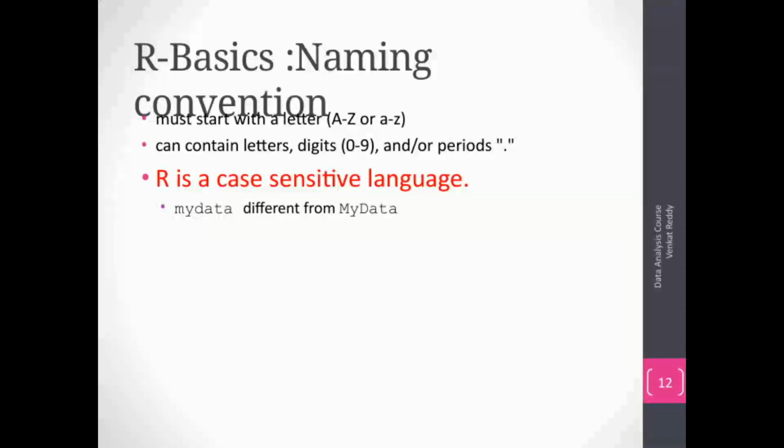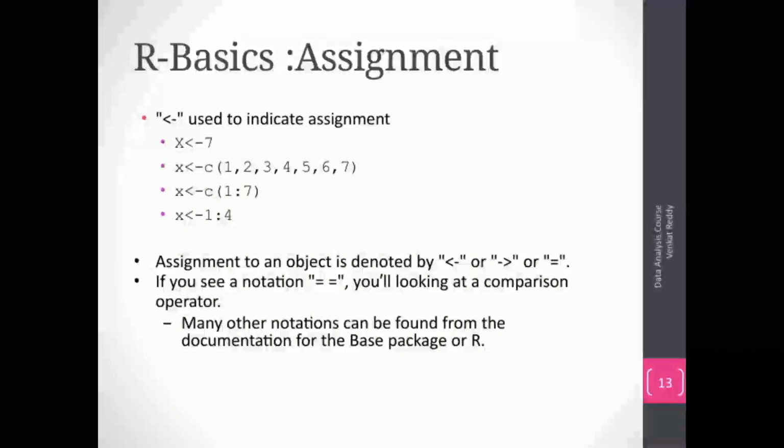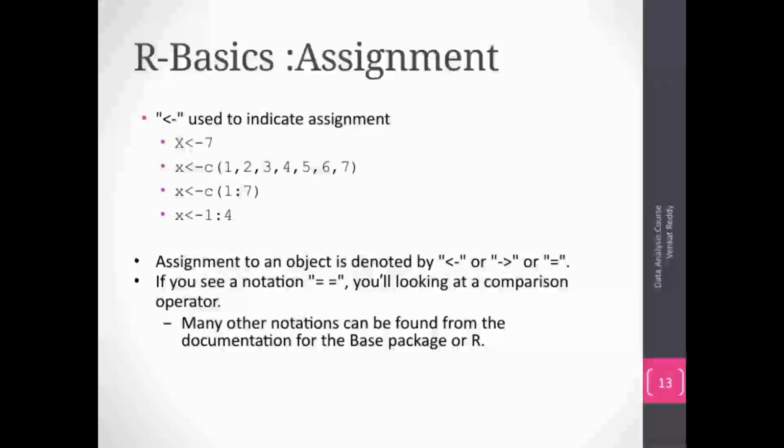Let's take a closer look at some basic data assignment in R. When assigning data to an object, we can use symbols like the arrow or equals. For example, if I write x <- 7, that means I'm assigning the value 7 to the object x. Similarly, we can create vectors in several ways. Using x <- c(1, 2, 3, 4, 5, 6, 7) creates a vector with those specific numbers. Alternatively, we can write 1:7, which generates a sequence from 1 to 7. And even more simply, x <- 1:4 creates a sequence from 1 to 4.